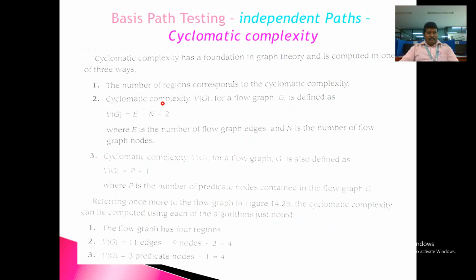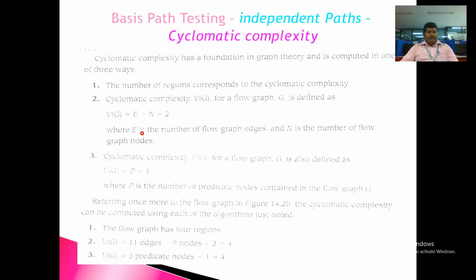These are the three formulas we have to compute the cyclomatic complexity value. The first one is that the number of regions corresponds to the cyclomatic complexity. The second one is that the cyclomatic complexity V of G for a flow graph G is defined as V of G equals E minus N plus 2. Here E is the number of edges and N is the number of nodes in the flow graph. The third one is that the cyclomatic complexity V of G for a flow graph G is also defined as V of G equals P plus 1, where P is the number of predicate nodes contained in the flow graph.